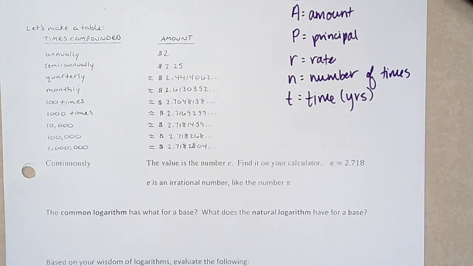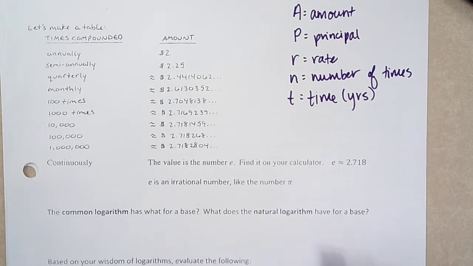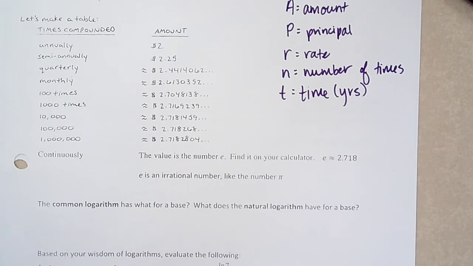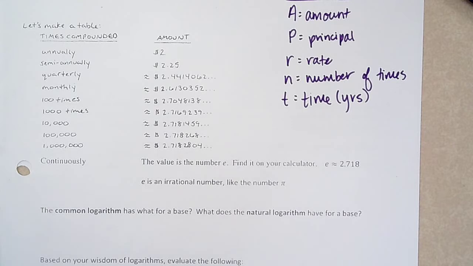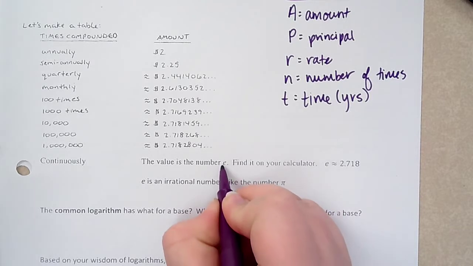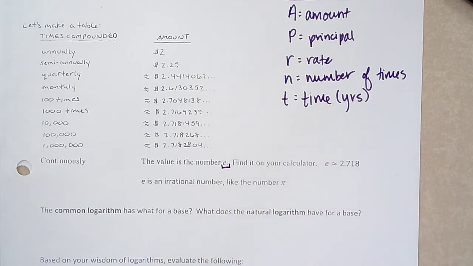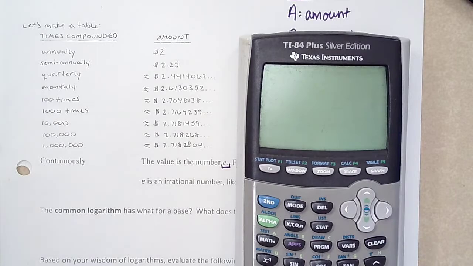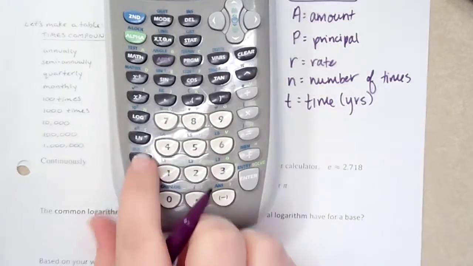So when we make this table, you'll see that compounding something annually at 100% interest gives us $2. Semi-annually, it's about $2.25, and so on and so forth, all the way down to this idea that if we compounded it 1 million times, we would still only have about $2.72. So if we continuously compound something, the value that we get is the number e that I started talking about.